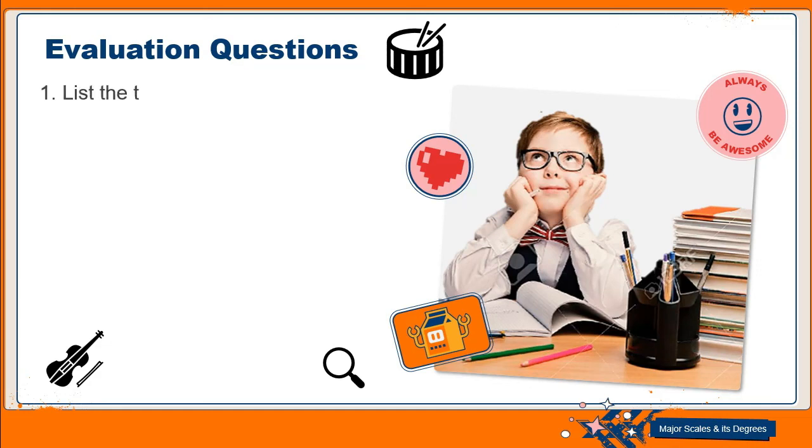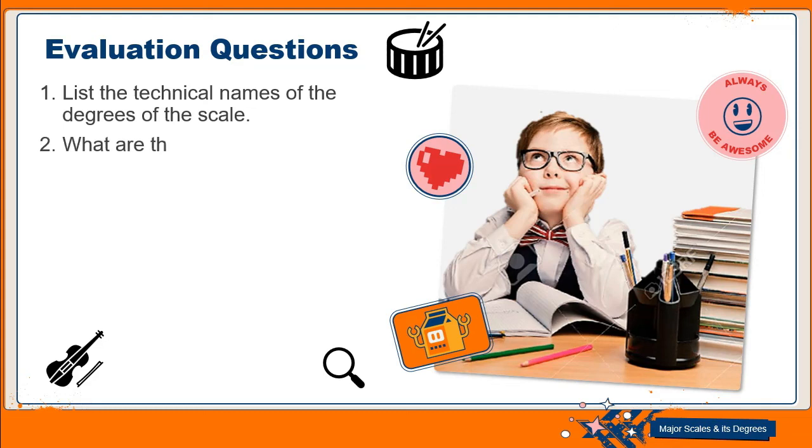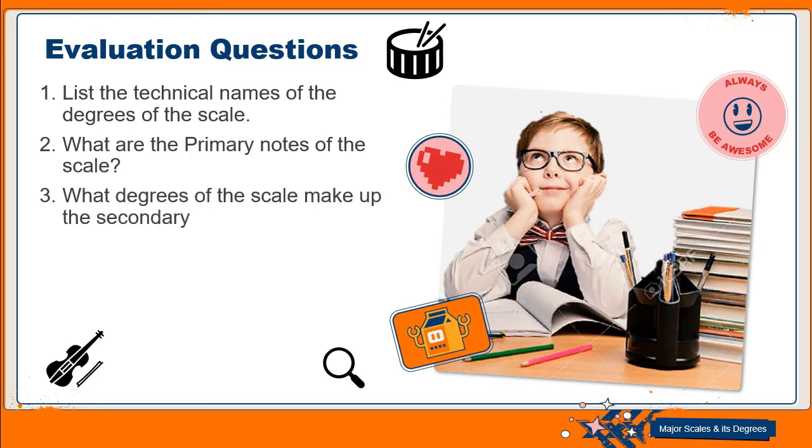The first question says, list the technical names of the degrees of the scale. While the second question says, what are the primary notes of the scale? What do you think are the primary notes of the scale? Number 3, what degrees of the scale make up the secondary notes?